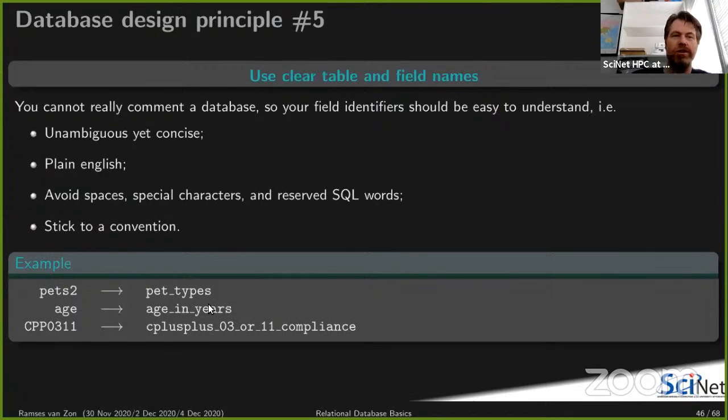Resist the temptation of abbreviating everything. Just because it's easier for you to write, it makes it harder to understand later what's going on. So don't have a column that is called CPP0311. Who knows what that means? You might know it when you define it. You might not remember later. Say it meant whether a piece of code is C++ 3 or 11 compliant. Express that. It's a bit longer, but it makes it clearer what you're storing in there.